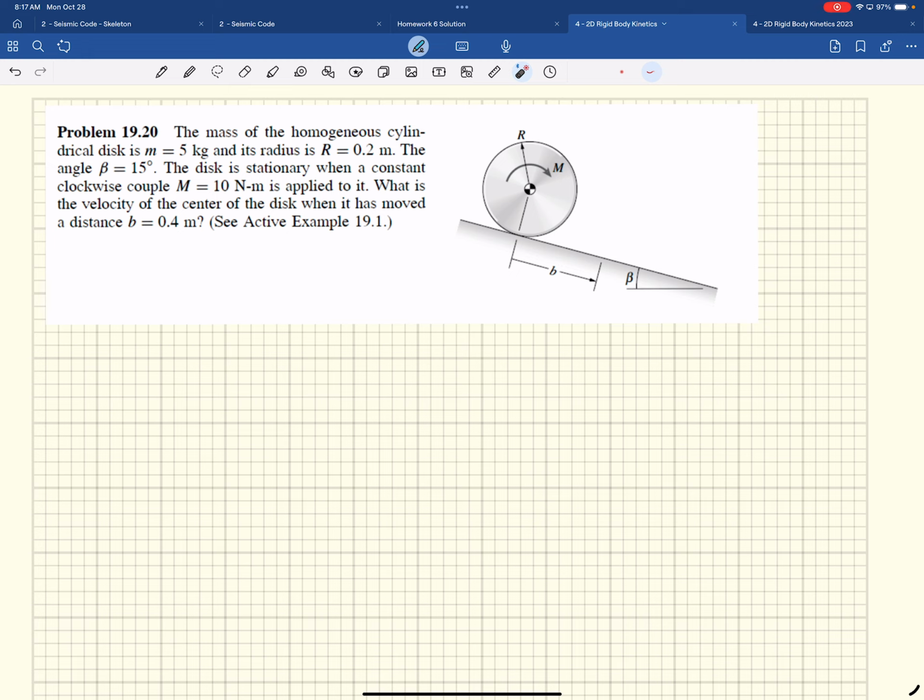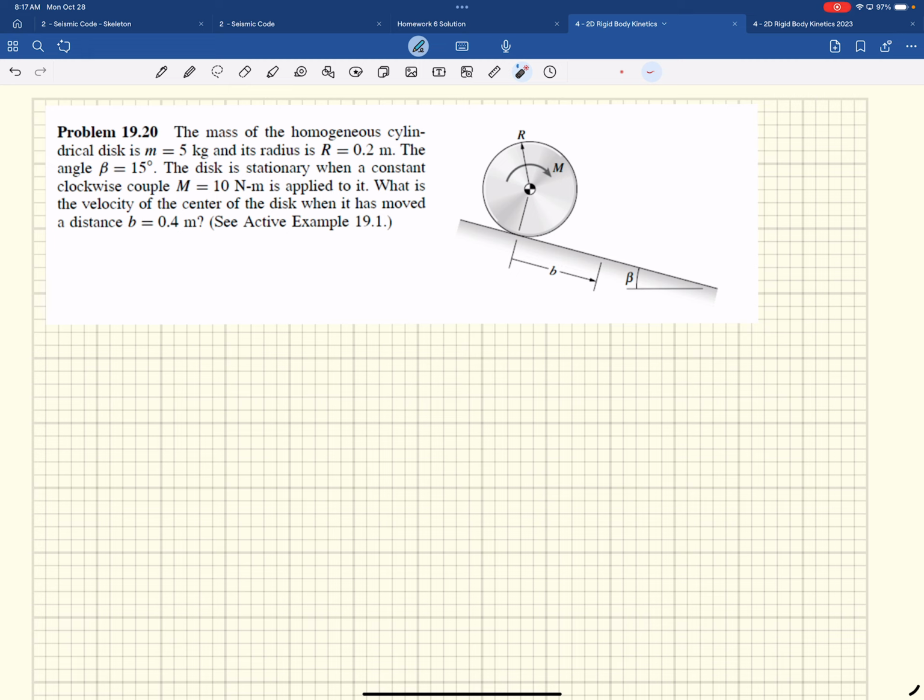It's also starting at one height and going down to another height, and they give us the radius. They tell us the mass of the disc, they tell us the angle there is 15 degrees down below here, and they tell us what the moment is. What is the velocity of the center of the disc when it's moved to a distance of 0.4? So when this is 0.4, what does it end up doing? This is clearly a work energy problem because it's talking about going from one state to another state.